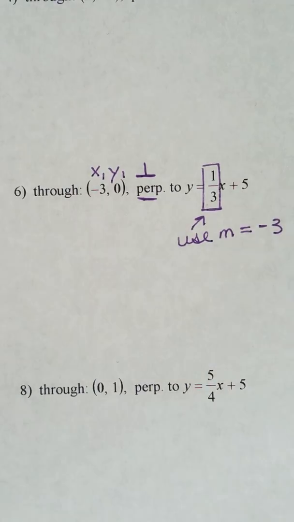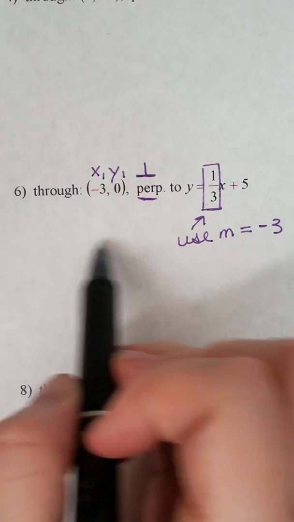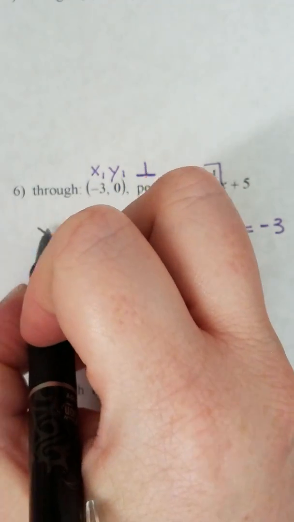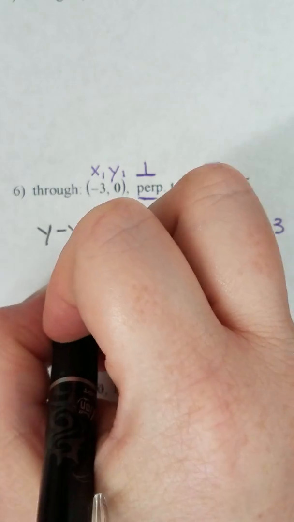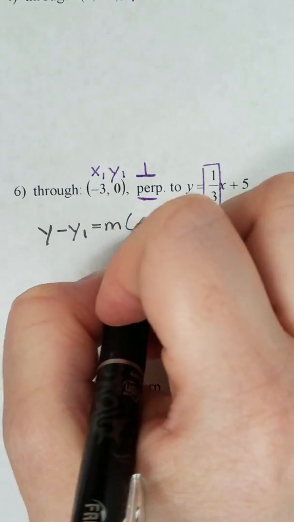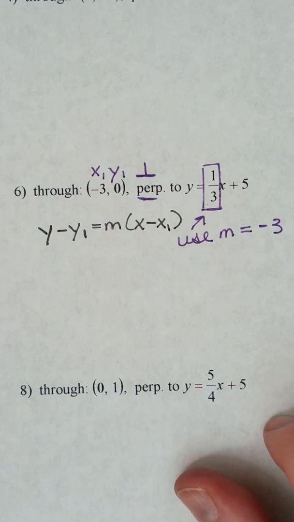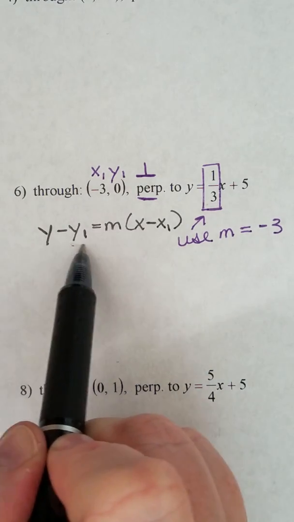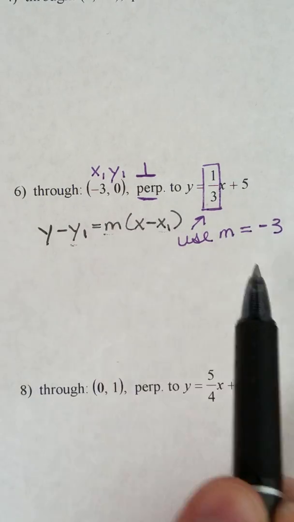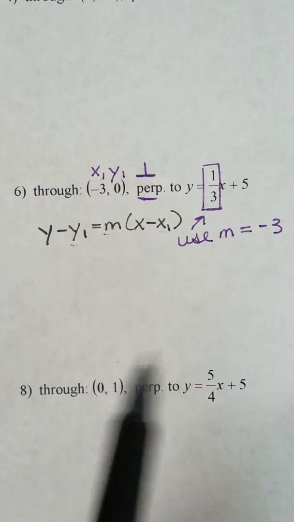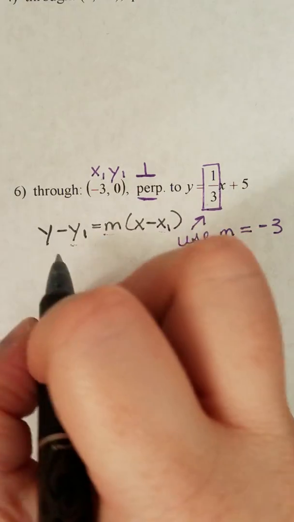Okay? So we are going to plug this into point slope form once again. All right. So we have three variables. We have y sub 1, the slope, and x sub 1. So we have those values given to us. So now it's just a matter of plugging it in.